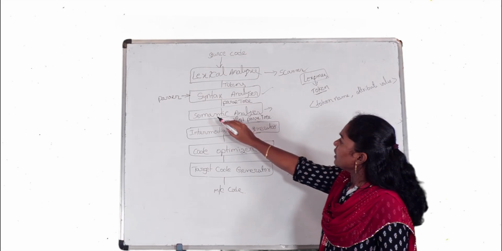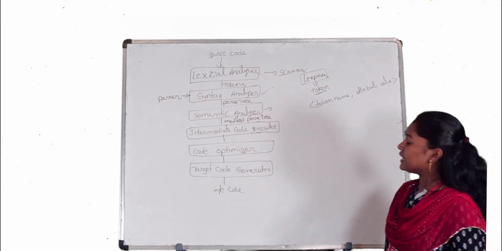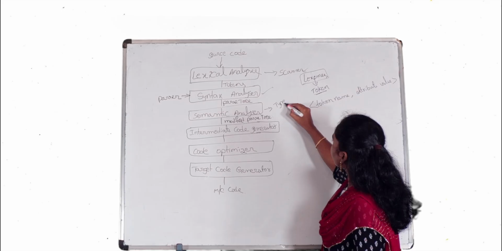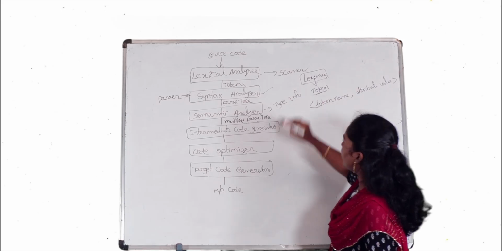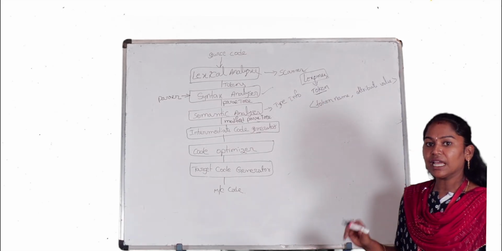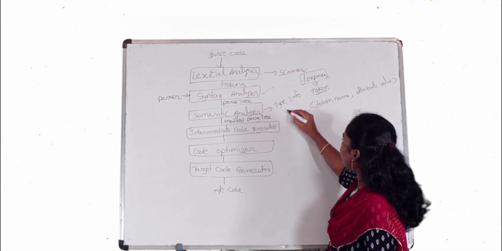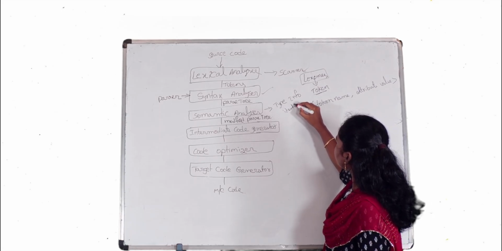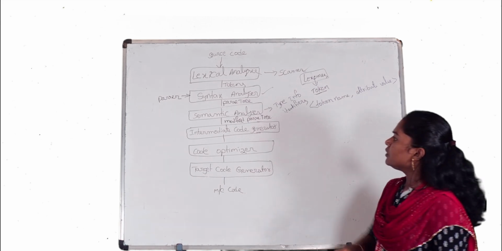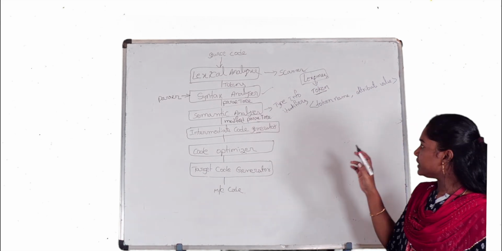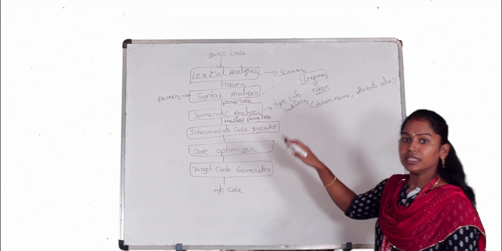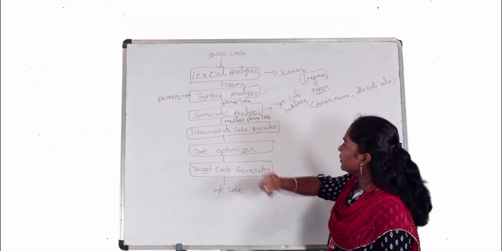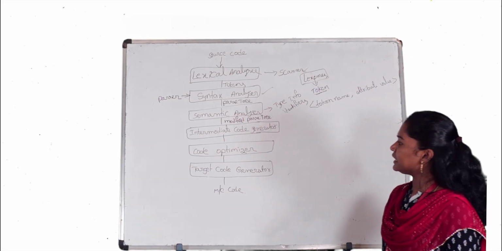And another thing, the semantic analyzer will check the type information. It will check the type information of identifiers, and it will store the type of identifiers in it. So that is the meaning of semantic analyzer.